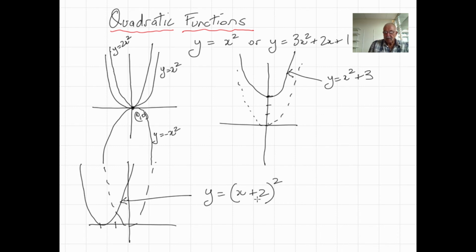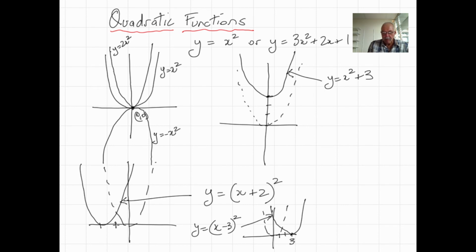So the plus 2, if it is minus, it actually moves it to the right. So instead of having it like that, the -3 will move this out 3 units, and we get a graph that looks like that. So this will be out 3 units to the right.